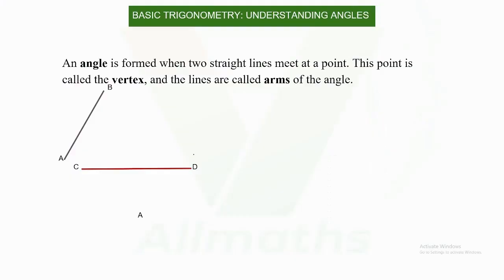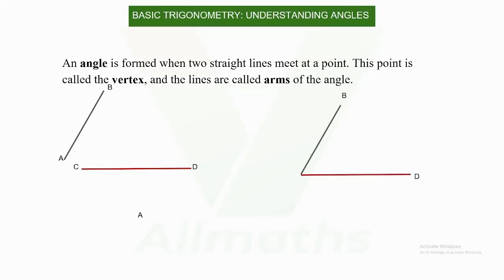So let's do this together. To start with, an angle is formed when two straight lines meet at a point. This point is called the vertex, okay? And the two lines that form it are the arms. Like in this case, these are the arms, line AB and line CD, okay?